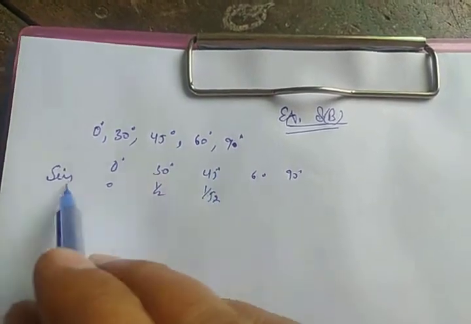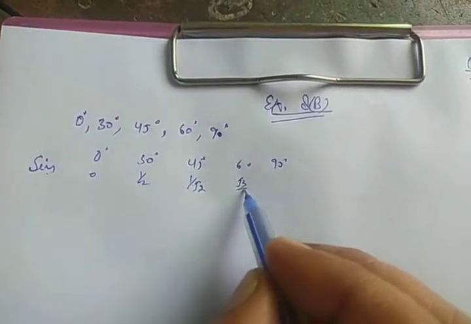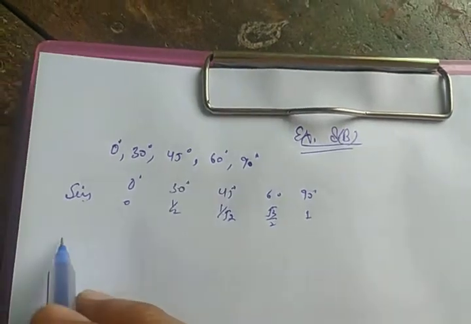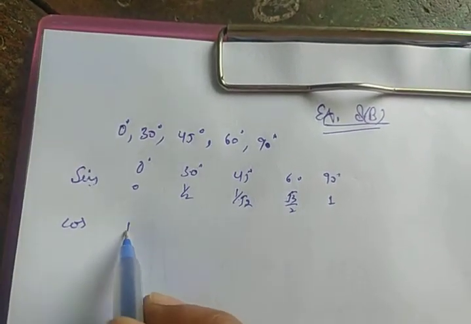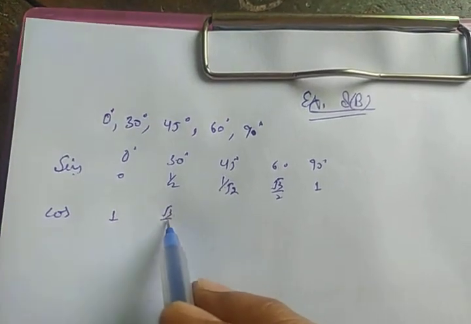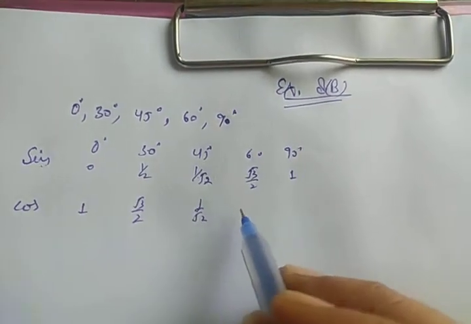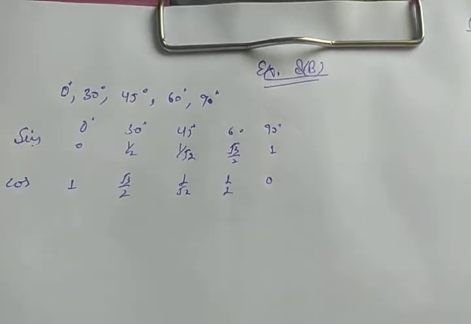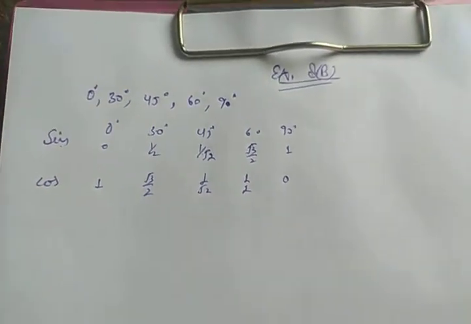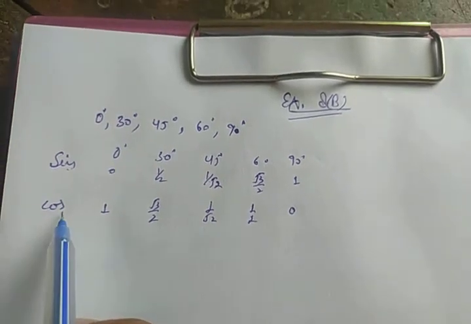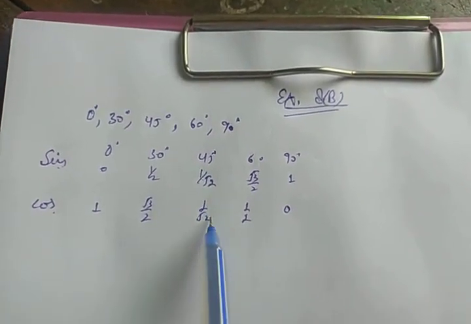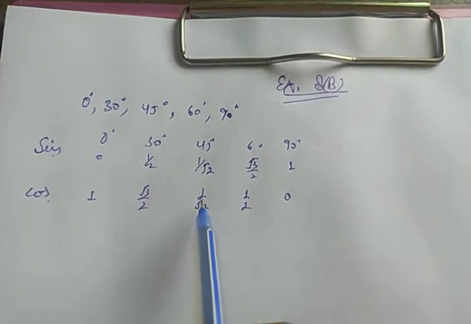Sine of 60 is under root 3 upon 2, sine 90 is 1. In the same manner cos 0 is 1, this is under root 3 by 2, this is 1 upon root 2, this is 1 upon 2 and this is 0. It means if in our question it is given cos 45, we will write cos 45 is equal to 1 upon root 2. We will substitute this value.